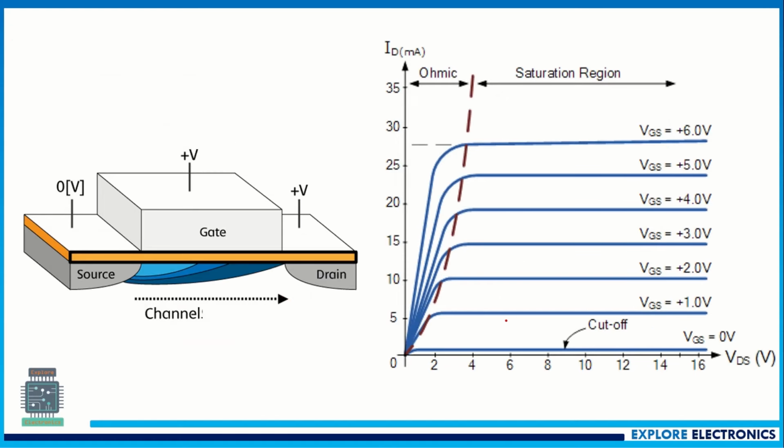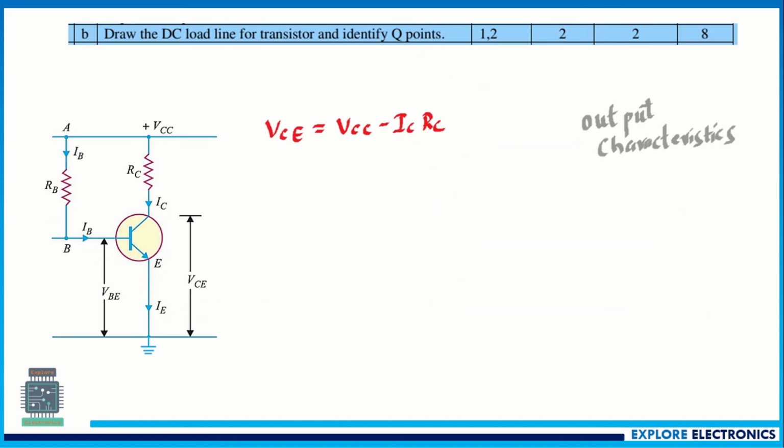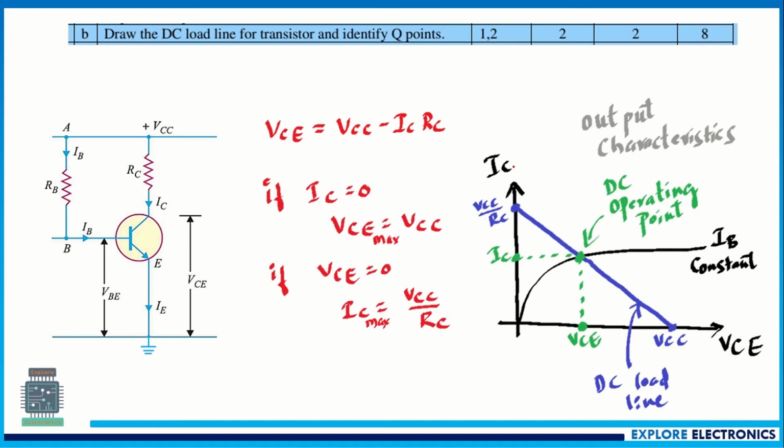And this is also the same thing, with some values given on the x and y axis and also for VGS. Draw the DC load line for the transistor and identify Q points. Here they have just given a transistor, not specifying BJT, MOSFET or JFET. Just take it as a BJT and write the configuration, common base or common emitter amplifier.